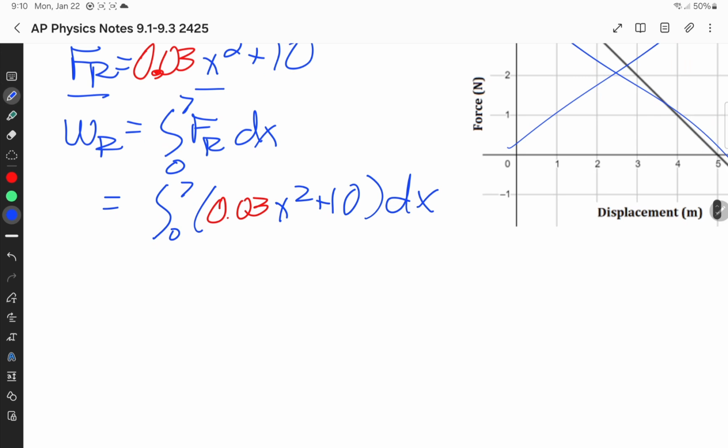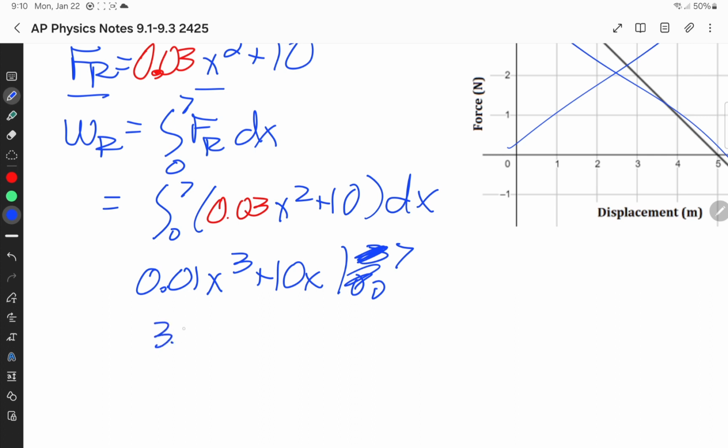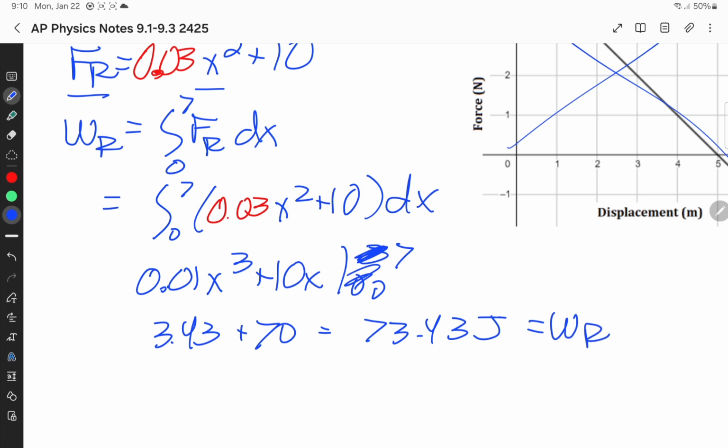So take your integral, right? So this is 0.01 x cubed plus 10x, evaluated at 0 and 3. And plug in your numbers. Oh, no, I'm sorry. Evaluated at 0 and 7. My bad. So 7 cubed is 343 times 0.01. So that's going to give you 3.43 plus 70. So 73.43 joules is the work done by Roy.